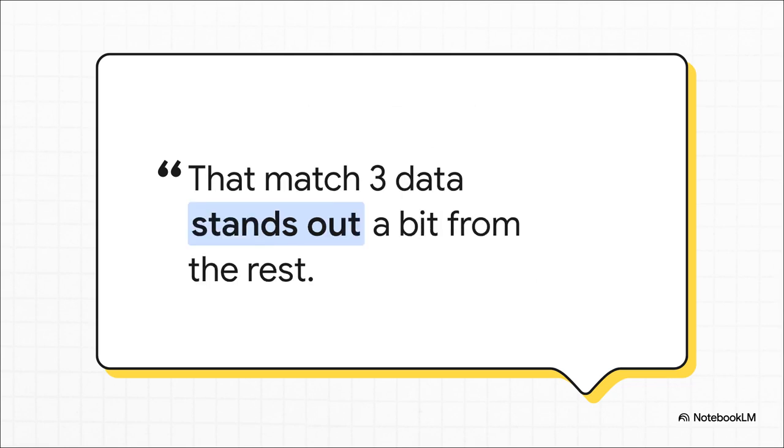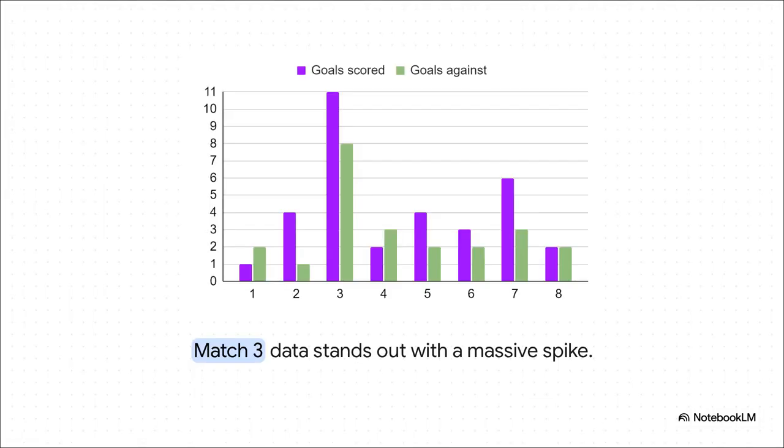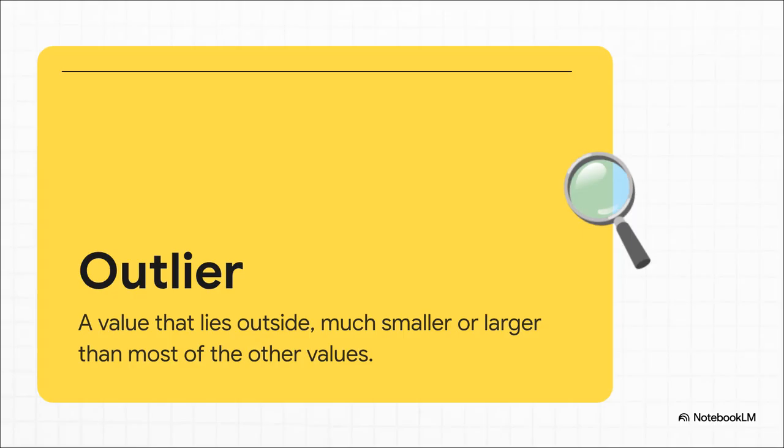But wait, look closely. That match 3 data stands out a bit, doesn't it? This brilliantly illustrates a huge 11-to-8 spike. It's super obvious in those tall match 3 bars. Meet the outlier. It's an extreme value that completely wrecks our neat typical data pattern.